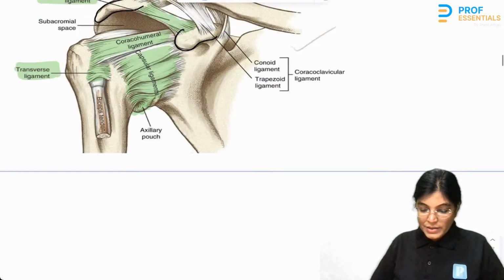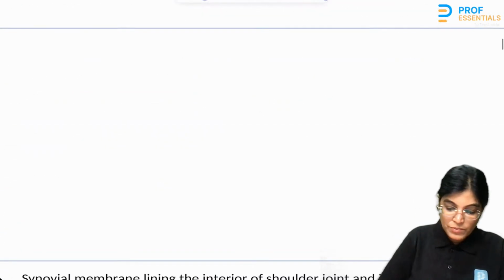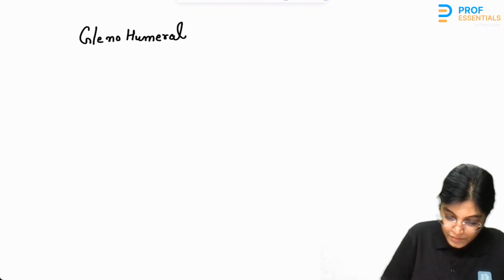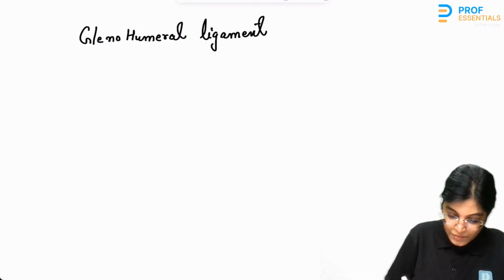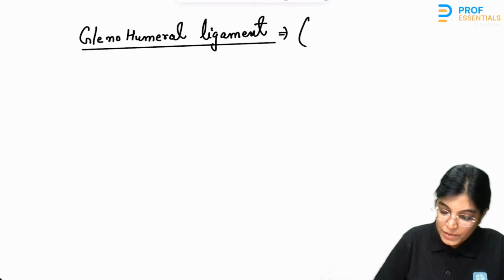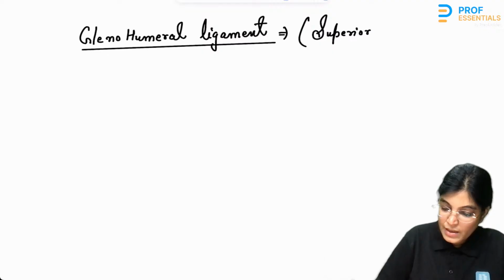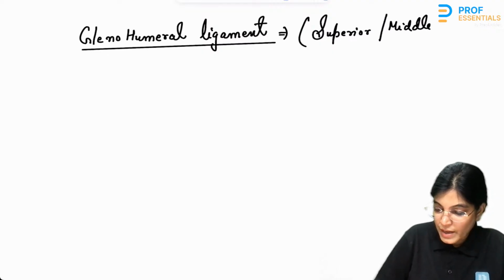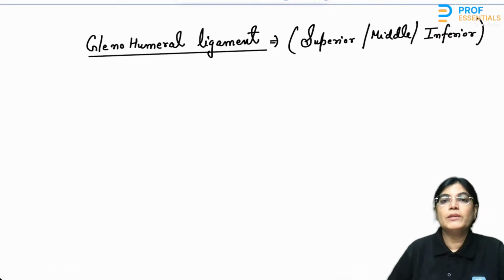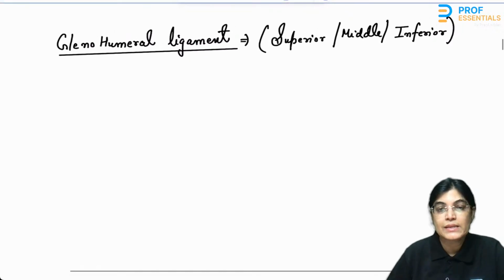So let's write one by one. I want to describe the first category of ligament. We have already finished the fibrous capsule. Let's talk about the glenohumeral ligament. The glenohumeral ligament is actually three in number. We have got superior, middle, and inferior glenohumeral ligaments, which increase the stability of the shoulder joint.